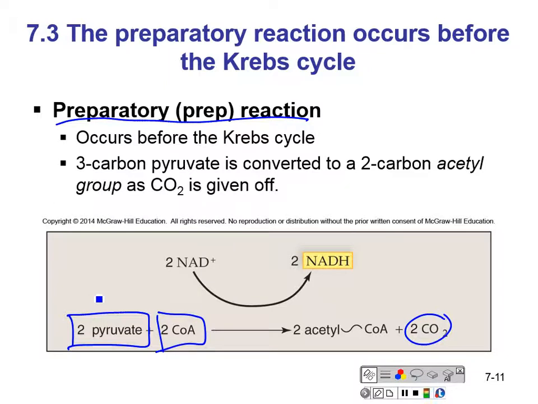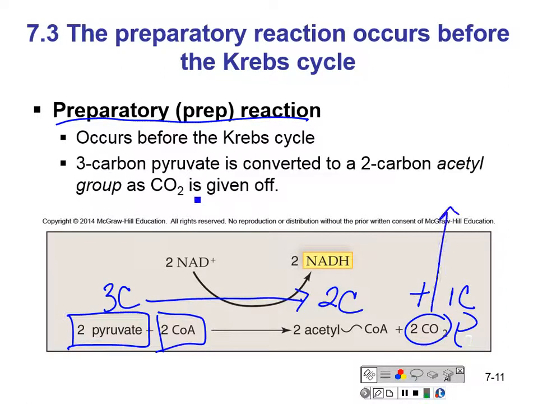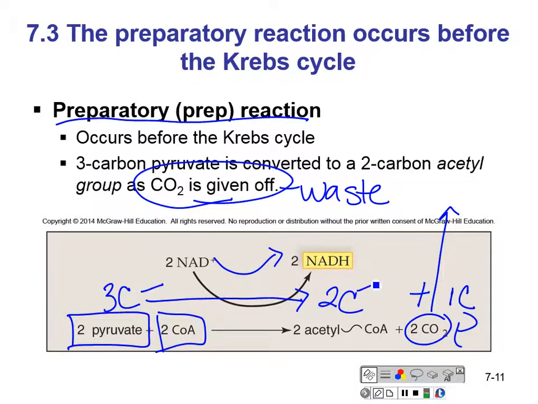So remember, pyruvate is a 3 carbon. We're going to break a 3 carbon down to a 2 carbon plus a 1 carbon that's in carbon dioxide. So carbon dioxide is going to be given off. This is waste for us, right? We breathe out carbon dioxide. In this process, when we change the 3 carbon to the 2 carbon, we're also going to strip some electrons and some hydrogens off.